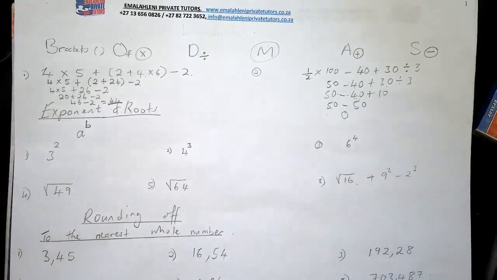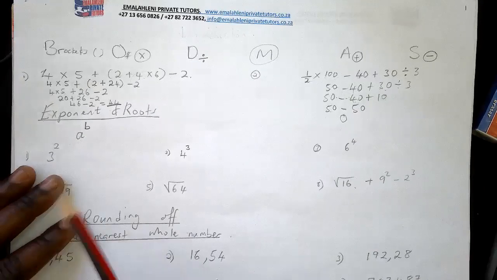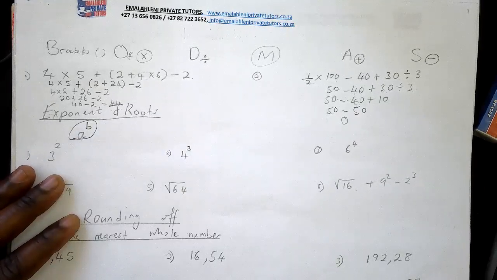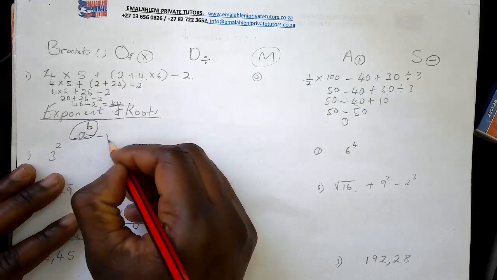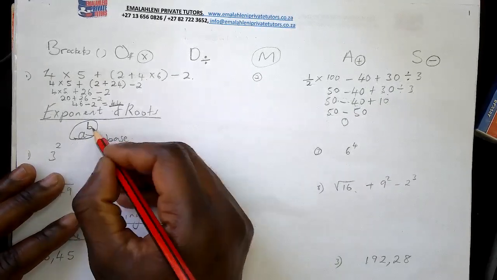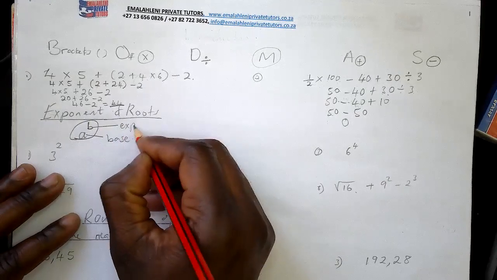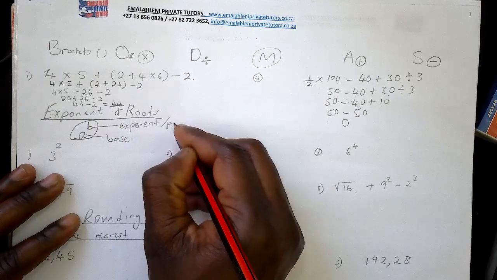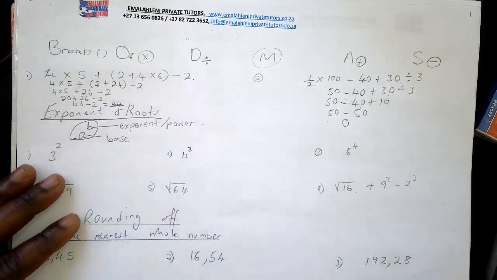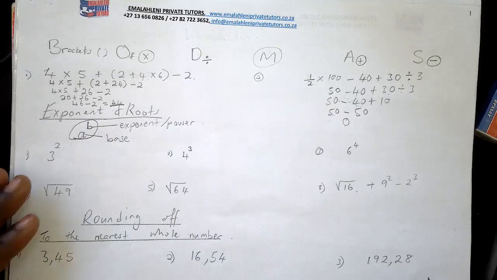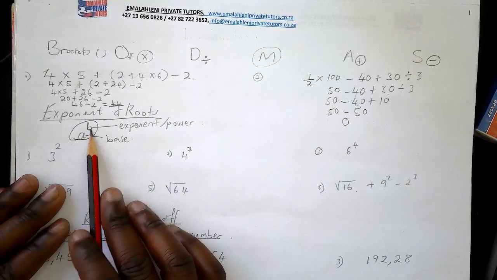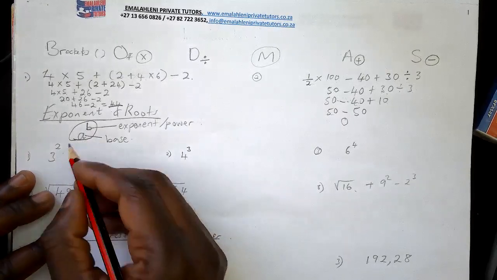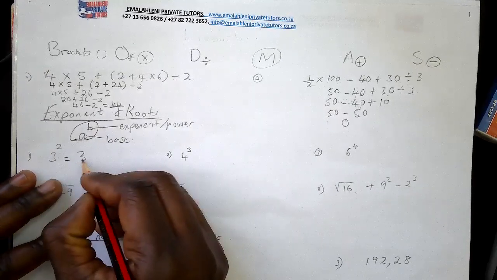Okay. Now let's move on to what we call exponents. These are in the form of a to the power of b, and we say this one is what you call the base, and this one is an exponent or power. So a to the power of b actually shows how many times you are multiplying the base. Meaning to say here, 3 to the power 2 means 3 times 3.